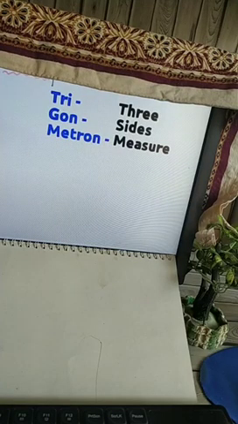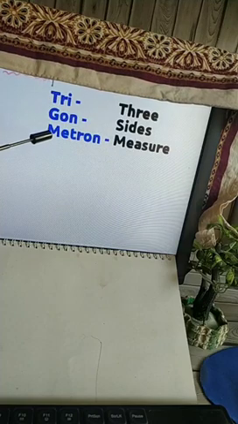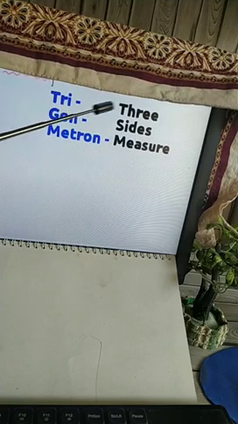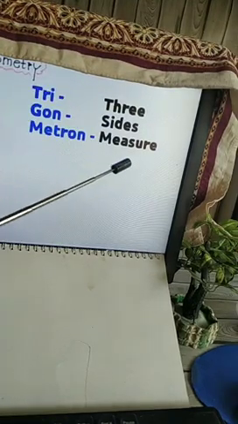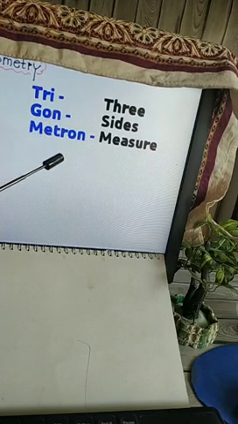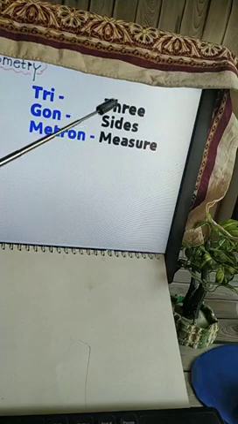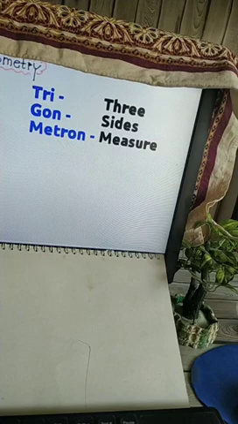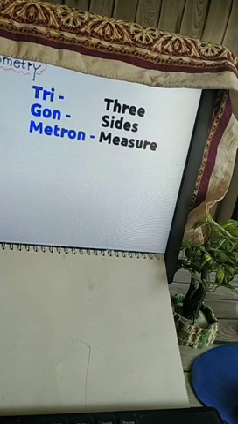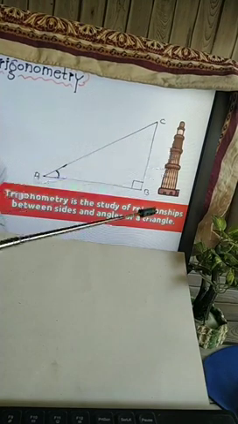So here is the meaning: tri, gon and metron. Tri means 3, gon means sides, and metron means measure. So trigonometry comes from these 3 words combined. So 3 sides measure means a triangle. Measurement of sides of a triangle is trigonometry. So this is how you can find height of Qutub Minar.